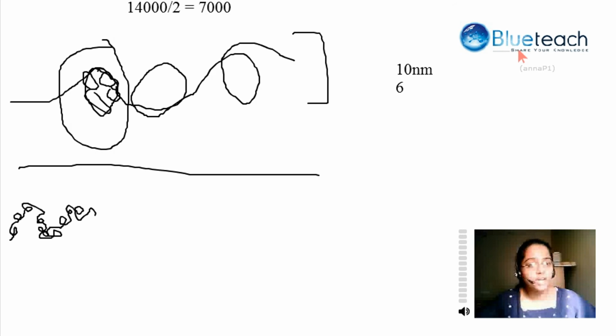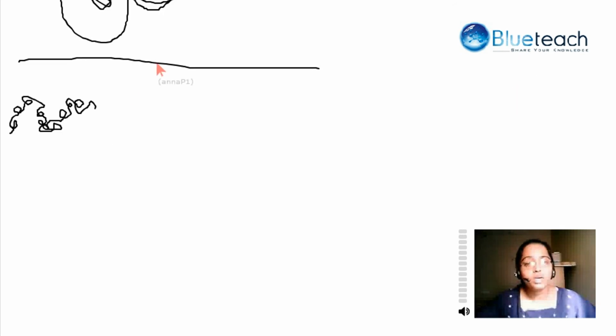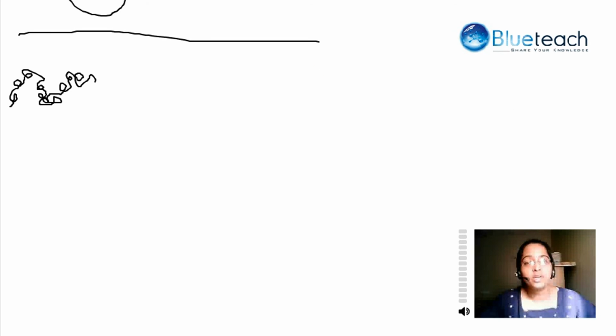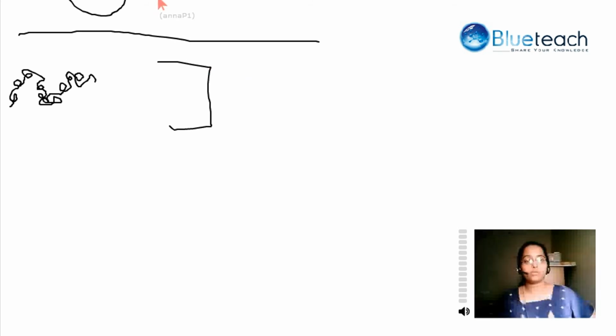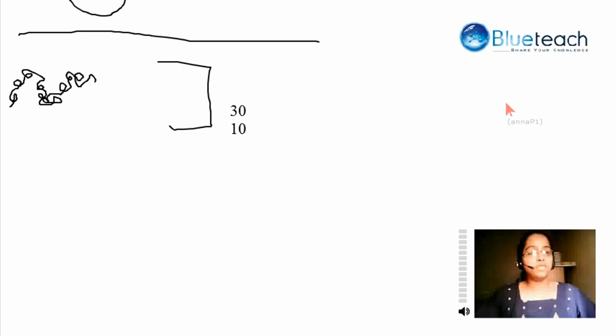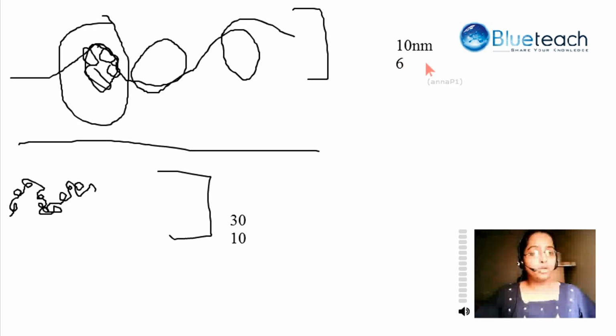takes on this 30 nanometer fiber stage. So here at the beads on a string stage, it was 10 nanometers in diameter. Now at this stage, the diameter comes to 30 nanometers. And the packing ratio comes to 10. So the packing ratio has moved from 6 to 10.